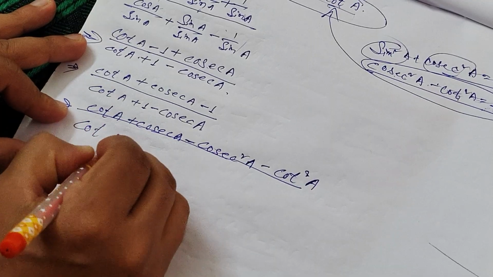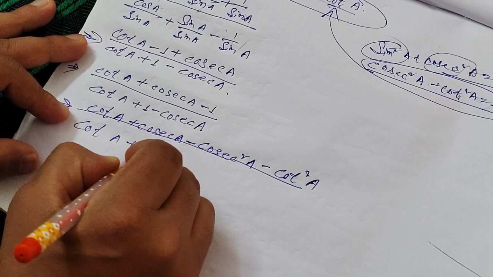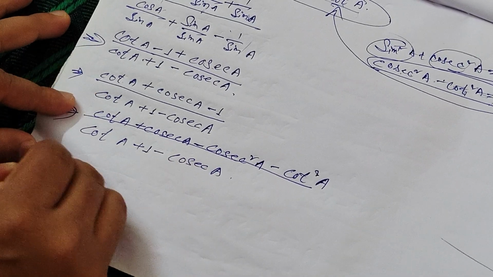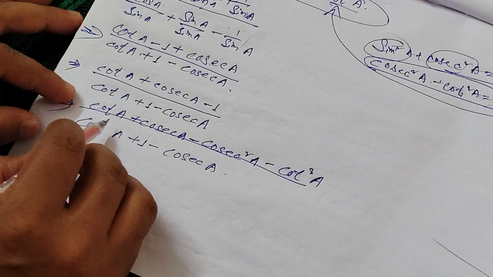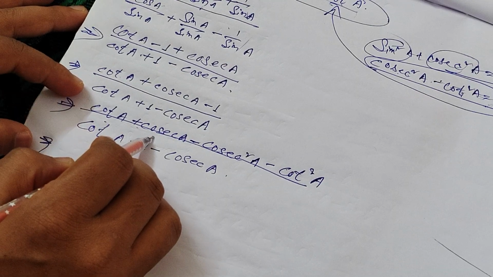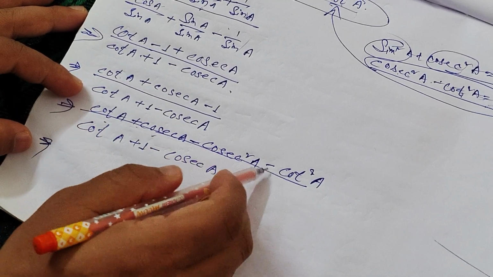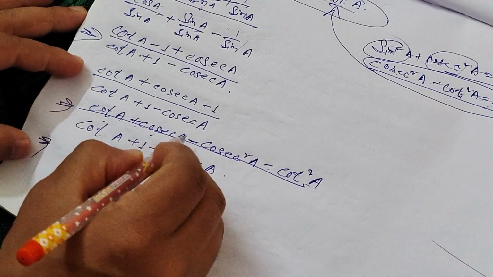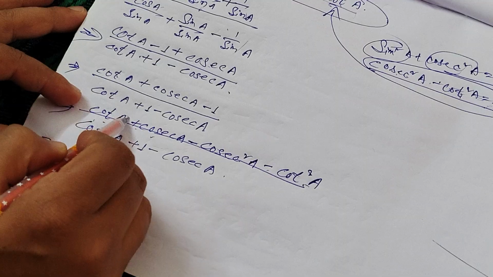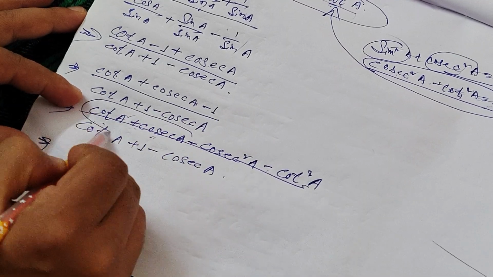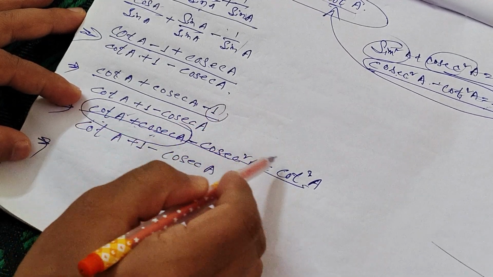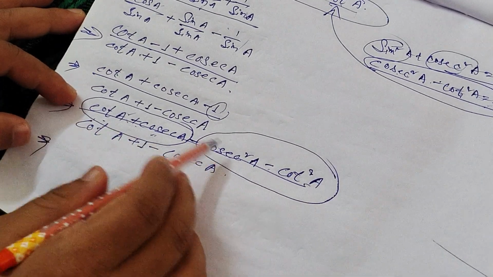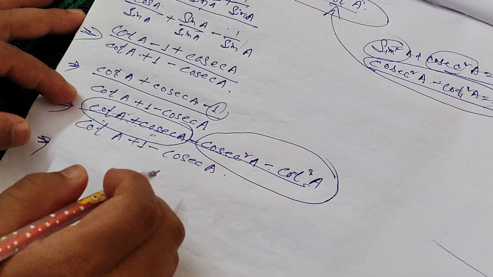Now in the downside, same: plus 1 minus cosec A. Now you can see here, cot A plus cosec A minus (cosec square A minus cot square A). This is our one part, cot A and cosec A, and from here the 1 is cosec square A minus cot square A. So what is the common here?